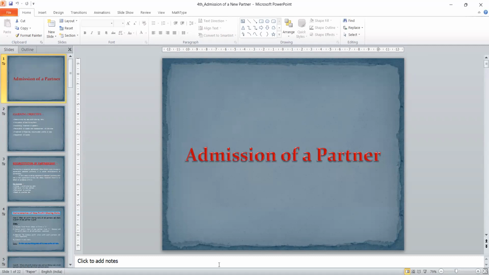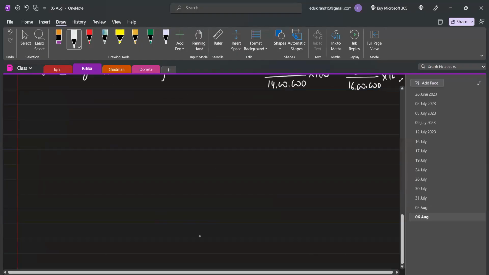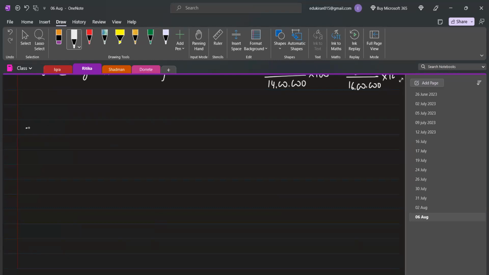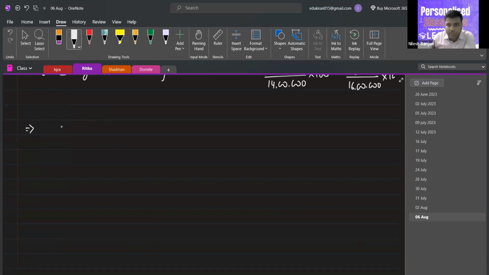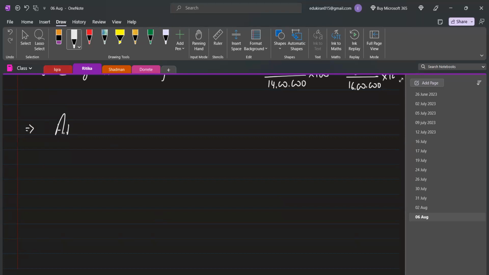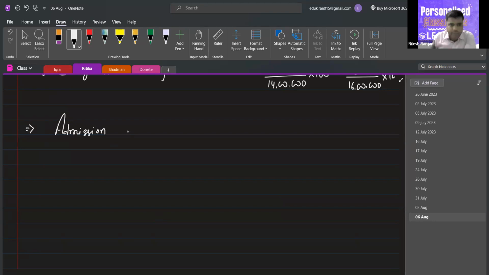When you need more capital. Yes, sir. Okay. When you need some other person with some other skills, knowledge or skills which the current partners don't possess. Okay.